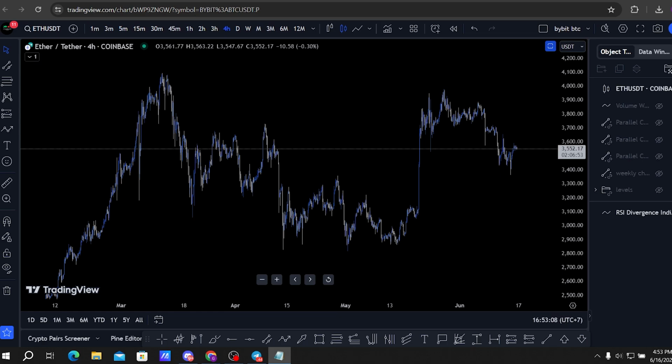Now, let's jump into the charts. Here we are looking at Ethereum on the Coinbase chart on the 4-hour time frame. Step 1 is to identify your horizontal channels.